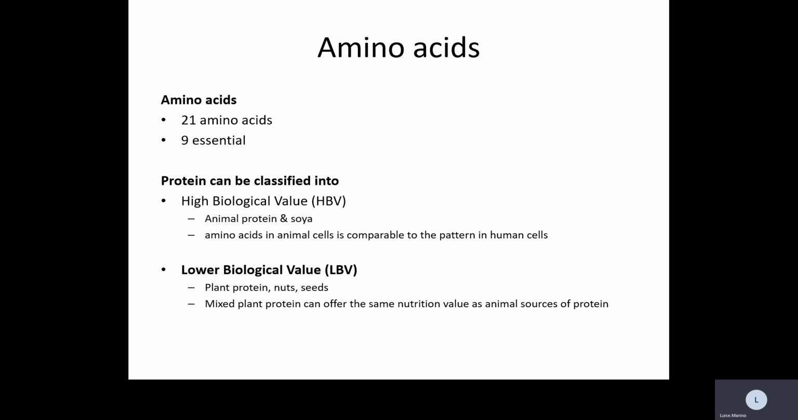Lower biological value, so you would need to eat more of it to have the same effect, is plant protein, nuts and seeds. So when we're thinking about a vegan diet or vegetarian diet, it's really important to think about how the different types of protein sources are mixed to make sure that there is a similar provision of amino acids, particularly the essential amino acids within a diet. Because otherwise, if a diet is deficient in some amino acids, you will end up with disease as a result, and there will be negative sequelae that occur.